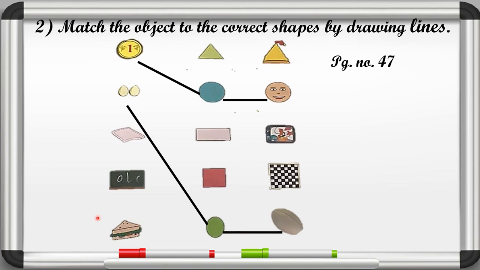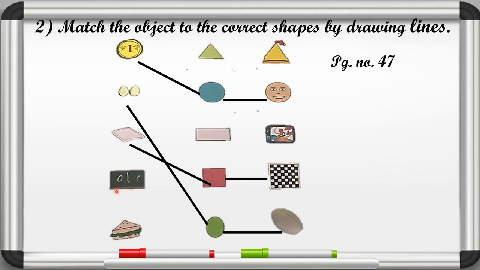Now the next one is handkerchief. What is a handkerchief, beta? Hanky. So what is the shape of a handkerchief? That is a square shape object. So we will match it with this square with the help of this line. Now with the help of this square we can make chess also. So we will match both these by this line.